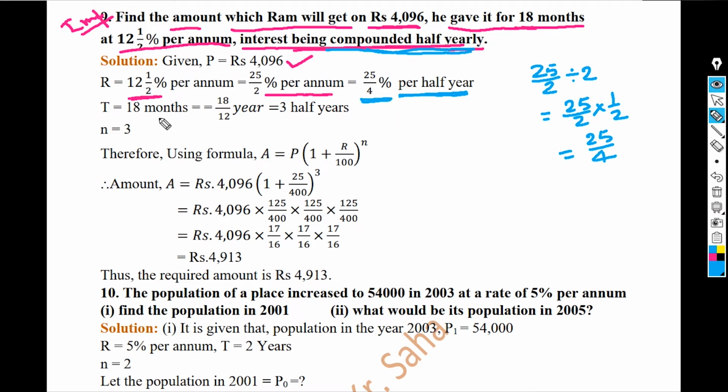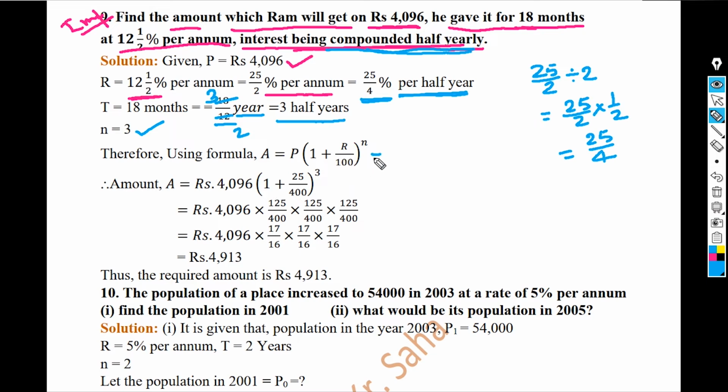Now you know 1 year has 12 months. Then divide the 18 months by 12 to find years. Can you cancel? Yes, you cancel. Divided by 6, 6 threes are 18, 6 twos are 12. It is 3 by 2. Then 1 year has 2 half years. Multiply by 2, you will get 3 half years. Then very simple, n equal to 3. Now you can solve easily.